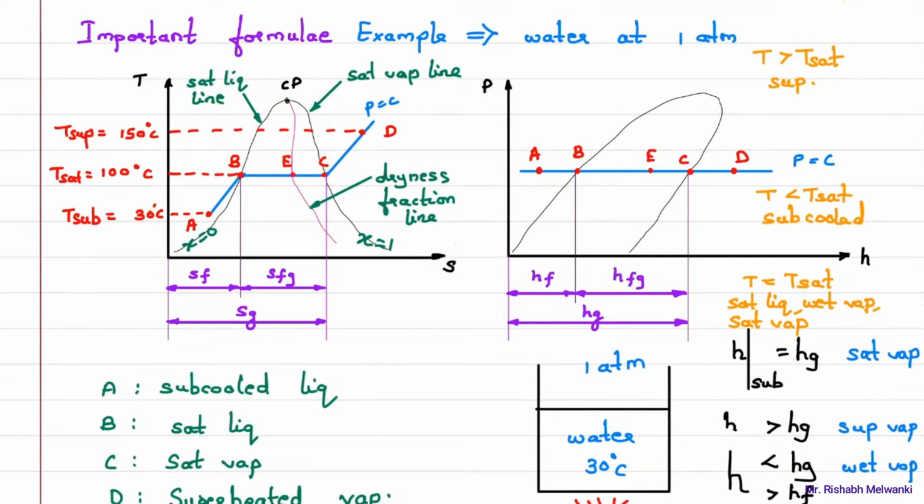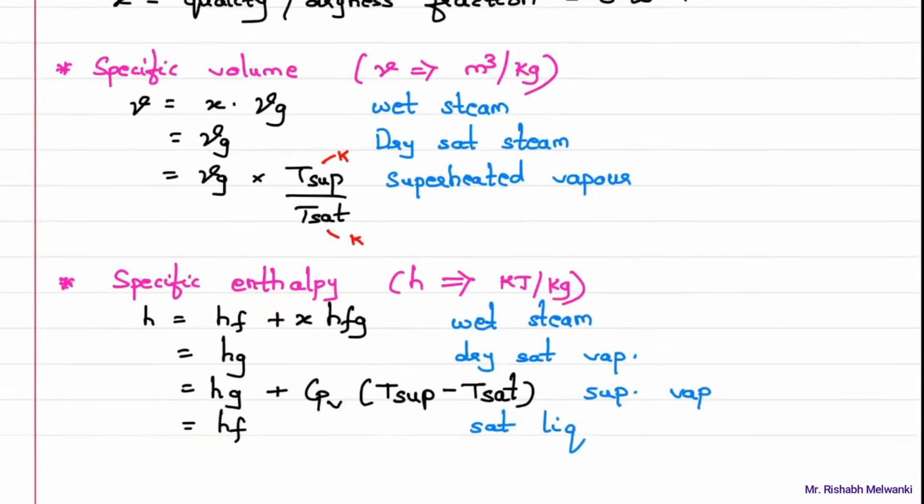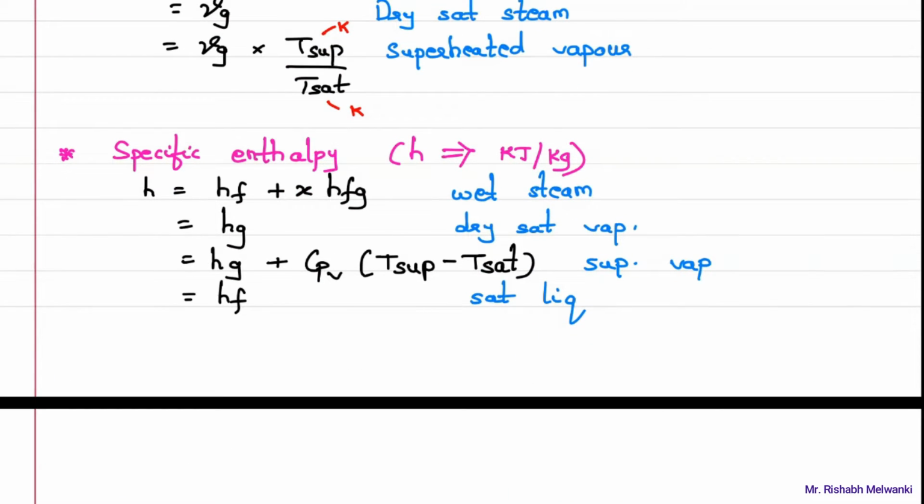So I am not going into detail. I had already provided you the video for this revision of the different equations. If we have specific volume and different conditions, these are the equations. Then for specific enthalpy, these are the equations which you have to remember to calculate specific enthalpy for the different phases of the refrigerant.